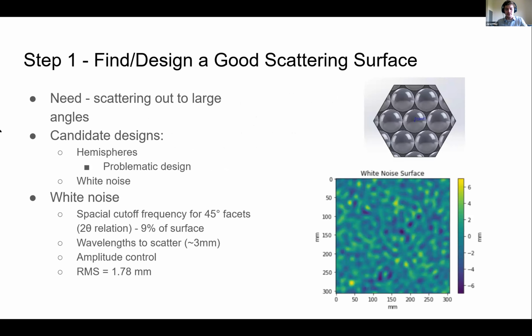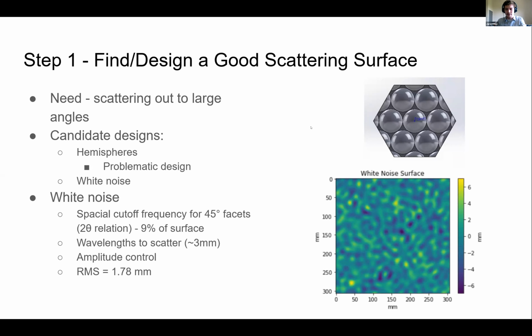So our first step in all this was to find and design a good scattering surface. And our first approach to this was just to find something that can scatter out to large angles. And we came up with two main candidate surfaces. One was various types of hemisphere configurations, which you can see in the top right is just a small snippet of one of these surfaces, but they had a lot of issues.